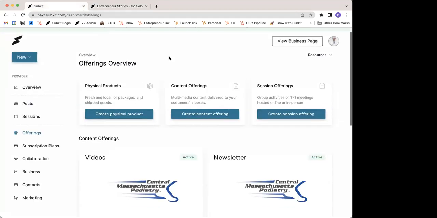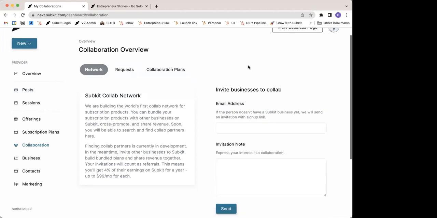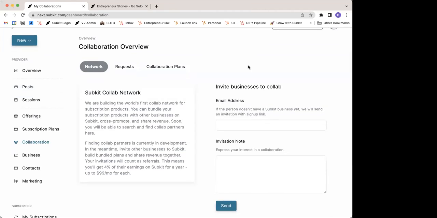So collabs are a feature that is brand new to SubKit. We're pretty sure it's exclusive to us. We can't find anyone else in the tech world that's doing something like this. But essentially, it's the ability to combine various offerings between different providers into collaborative hybrid subscription offerings, right?